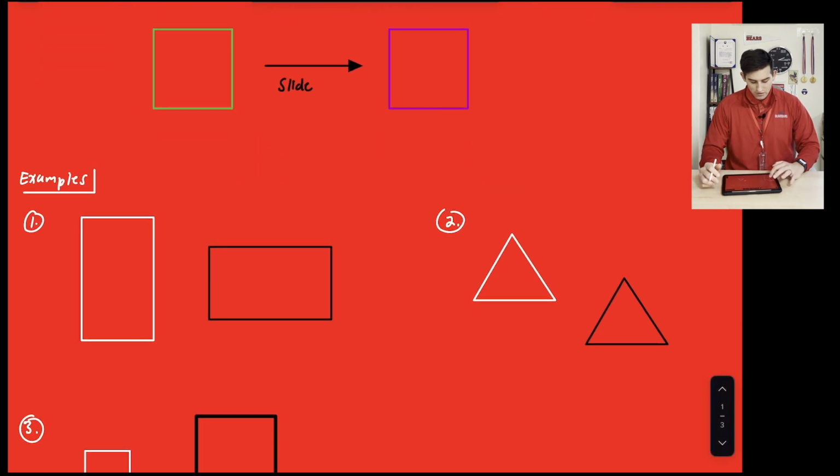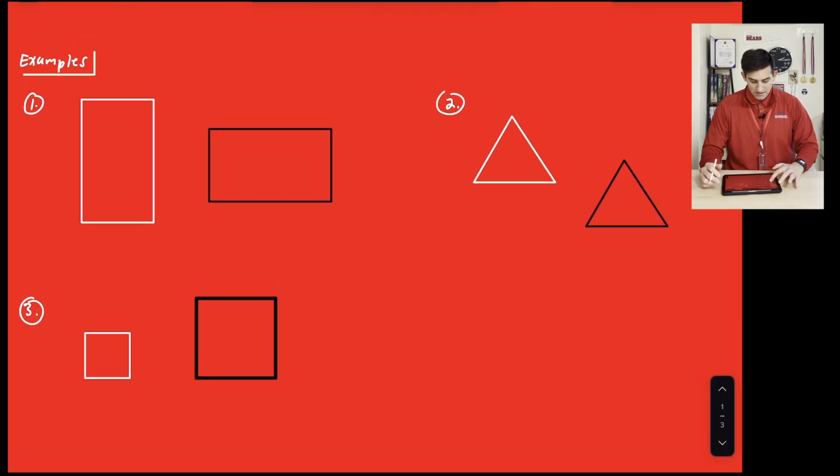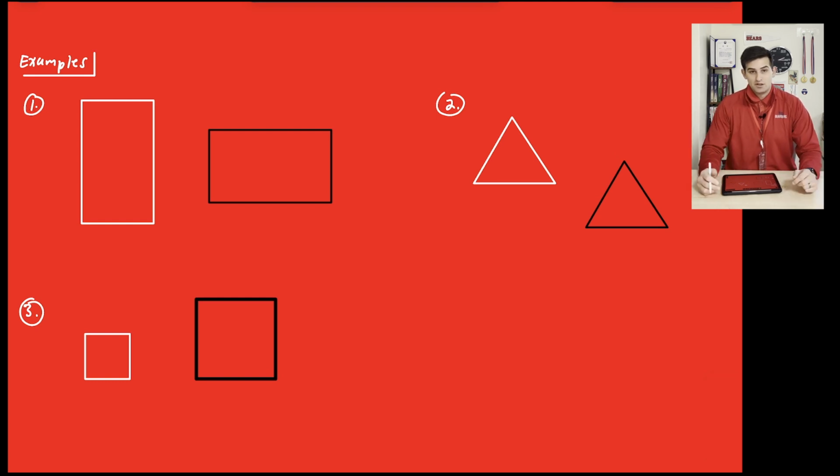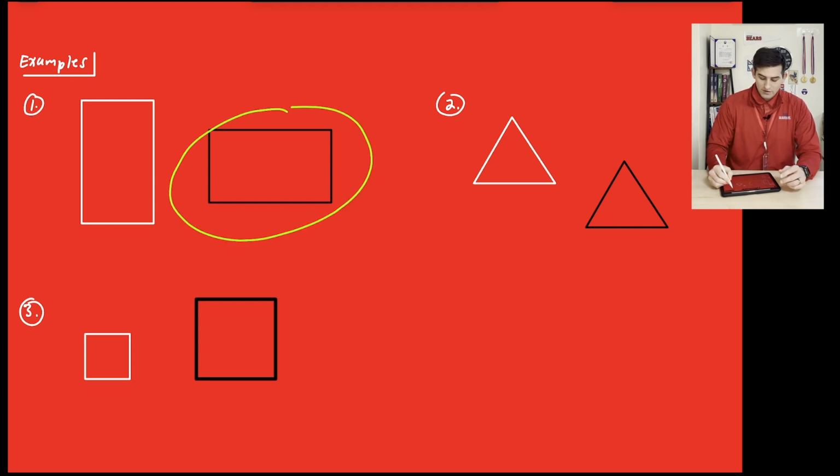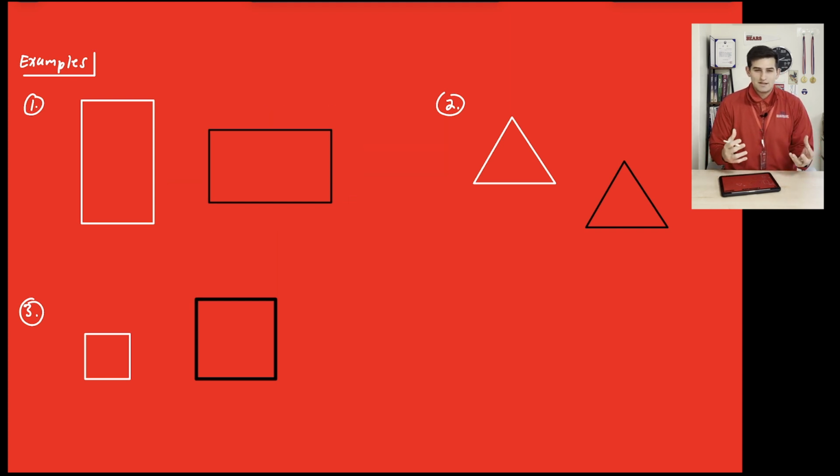Let's look at a couple of examples and decide: could this be a translation? Yes or no, and why or why not? For number 1, we have 2 rectangles. The first rectangle in white is a little more elongated, it's upright. But then over here, we've turned the shape. We know a translation involves a slide but does not involve a turn, so we would say no for number 1, because those shapes' orientation is not the same.